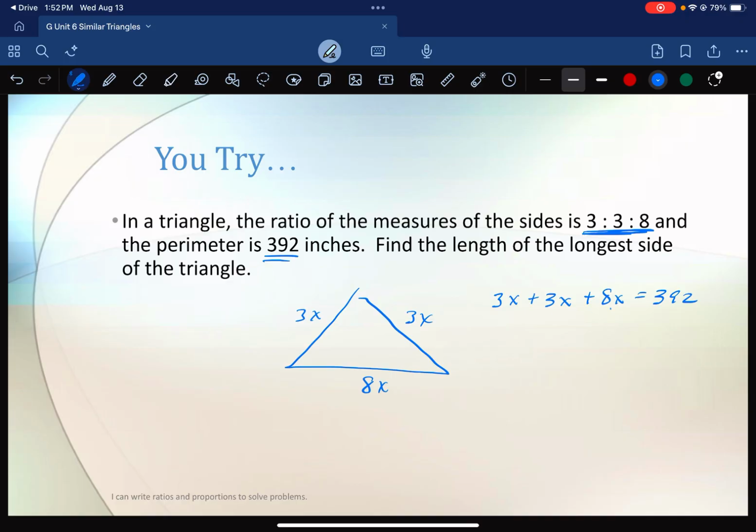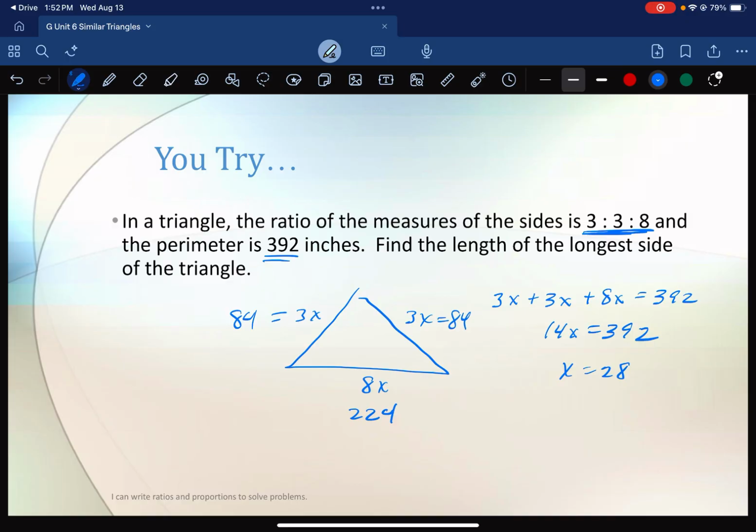And so to do that, we just set up this equation. So 3 and 3 make 6. 6 and 8 make 14. And I'll divide 392 by 14. And I get x equals 28. So if I take each of these, 3, 3, and 8, and multiply by 28, it's going to give me the length of that side. So this one's 84, so is this one. And then 8 times 28 gives me the longest side down here, 224. And so what I've got is this triangle with side lengths that add up to 392.